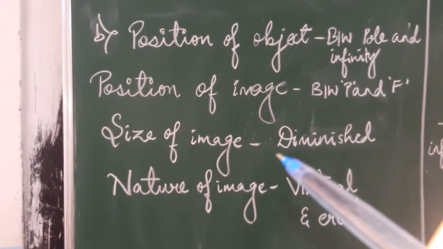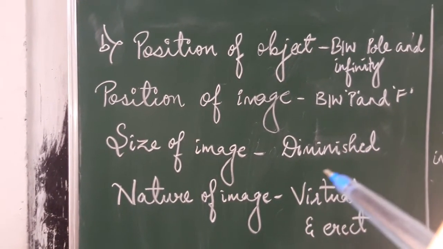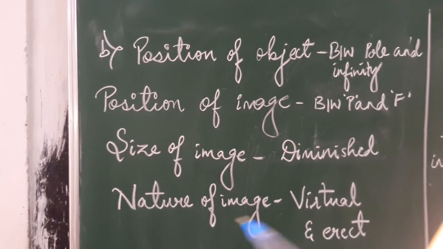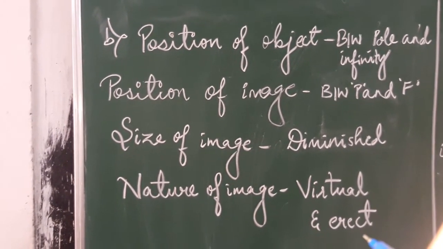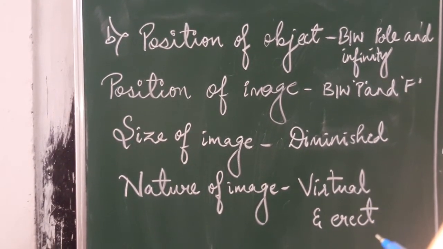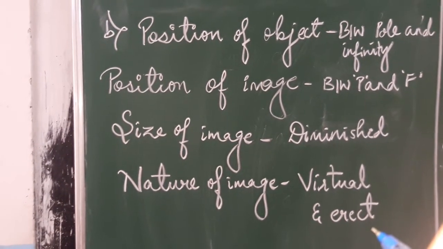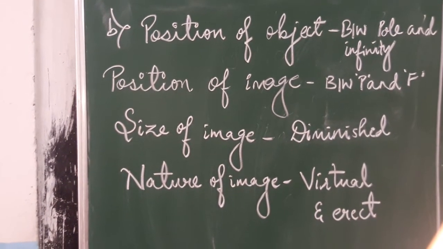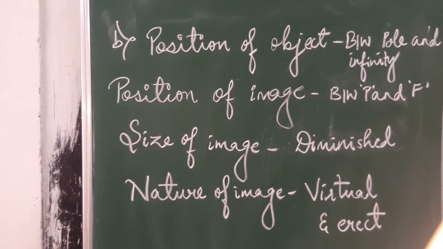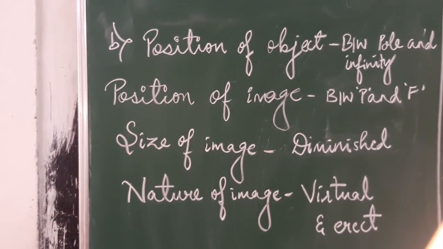Size of image. Size of image is diminished, that is small in comparison to that of object. And nature of image is virtual and erect, as object is placed upright and image is also upright on the other side of the object, so it is virtual and erect. So this is the only two case for image formation by convex mirror.